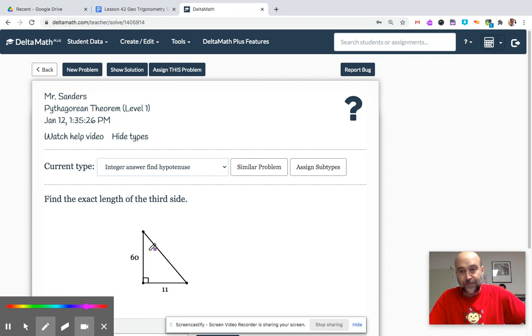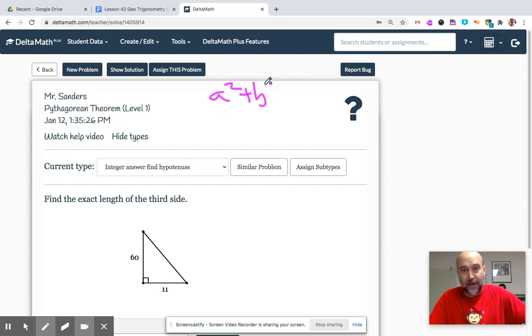All right. What should we do first? We have a formula. We should write it down. Pythagorean theorem. You need to memorize that if you don't have it memorized already. And then what is it that we have to remember? That c always has to be the hypotenuse. All right. So this side has to be the c. That's the one we're looking for.